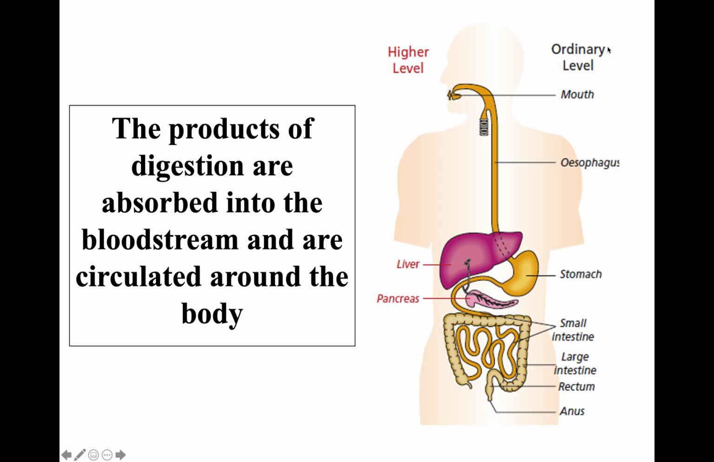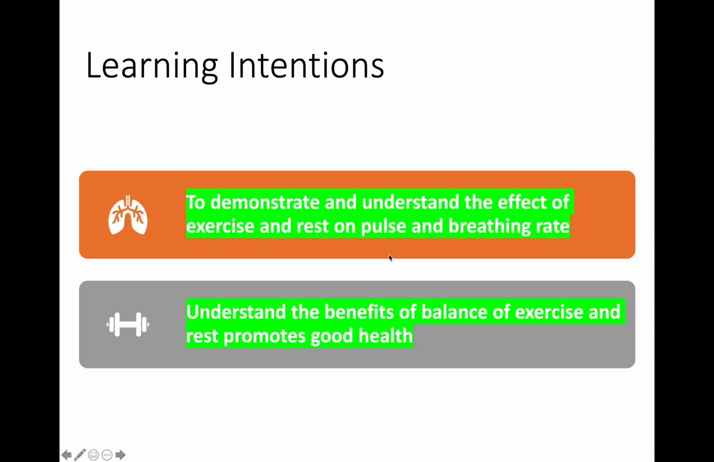And finally, the products of digestion are absorbed into the bloodstream and are circulated around the body. Okay, this is an image here of your digestive system. This is where food is broken down into smaller pieces so it can be absorbed in the small intestine into the bloodstream, and then it's transported all over the body by the blood in the blood vessels, and it's pumped by the heart, as we've just learned in the last few lessons.